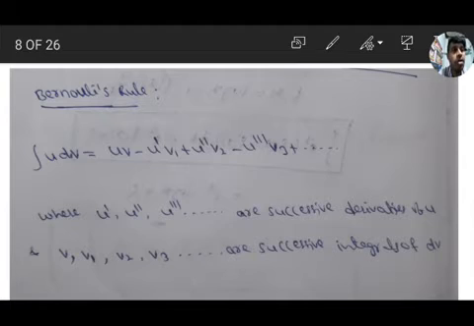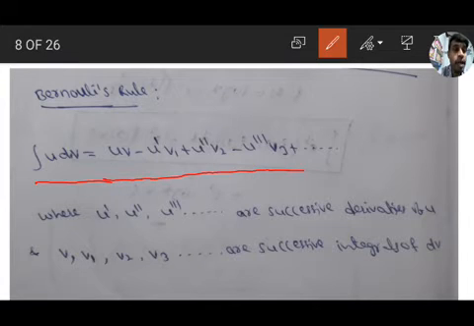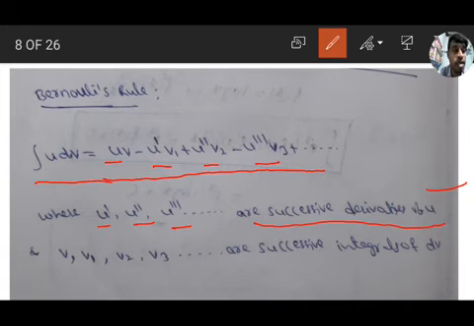Next, Bernoulli's rule. Bernoulli's rule is for the integration of u dv. It is an extension of integration by parts. Bernoulli's rule: integral of u dv equals uv minus u'v1 plus u''v2 minus u'''v3 plus and so on, alternating positive and negative, where u', u'', u''' are successive derivatives of u, meaning the first function's derivatives, and v1, v2, v3 are successive integrals of dv.